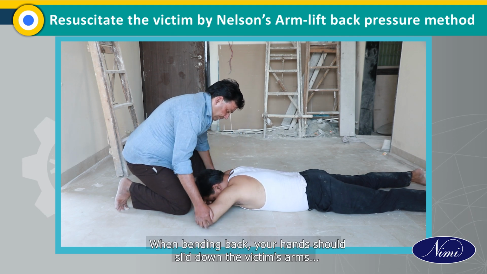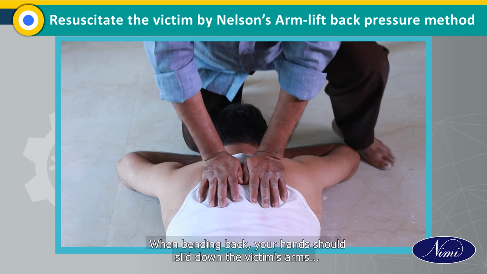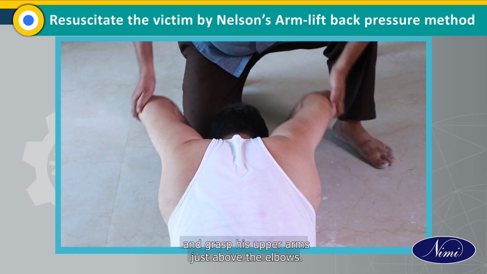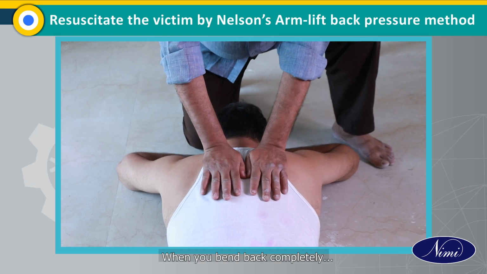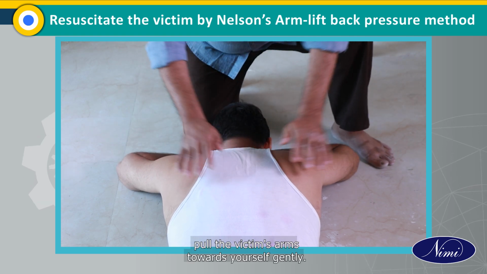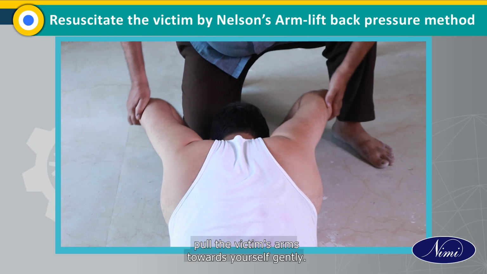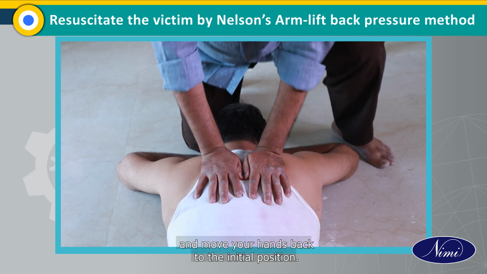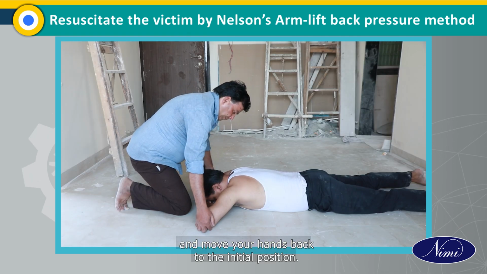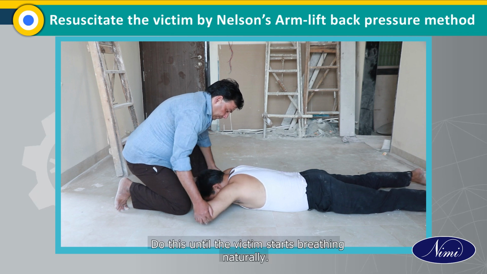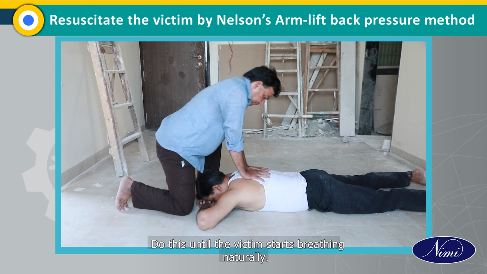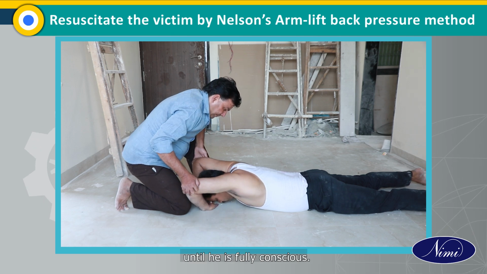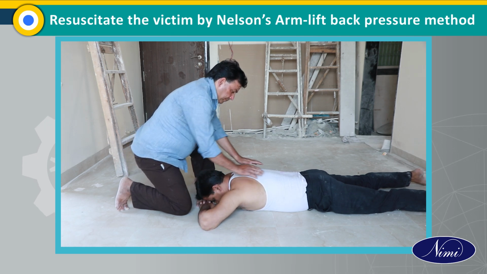When bending back, your hands should slide down the victim's arms and grasp his upper arm just above the elbows. When you bend back completely, pull the victim's arms towards yourself gently. To complete the cycle, lower the victim's arms and move your hands back to the initial position. Do this until the victim starts breathing naturally. Do not give him any stimulant until he is fully conscious.